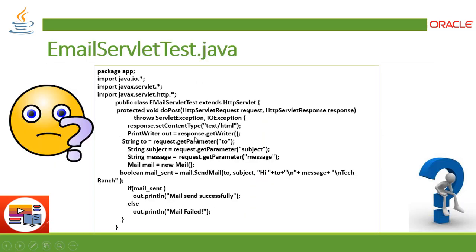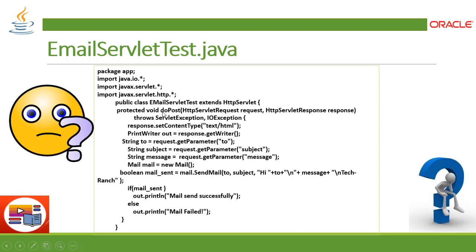Now let's see the servlet. So we have done MyAuth, we have done the Mail.java file. Now this is EmailServletTest.java. Package app, import java.io and javax.servlet, the regular important packages. Public class EmailServletTest, which inherits your HttpServlet class.